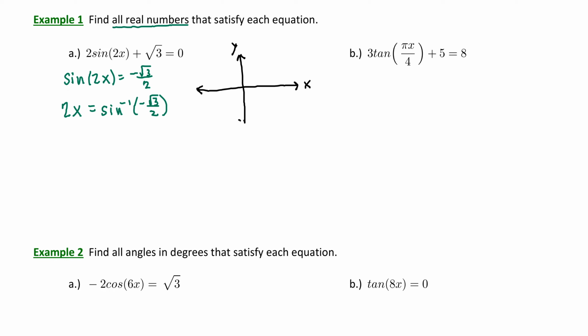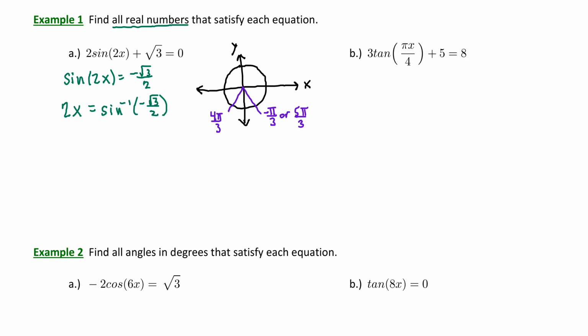Now, remember the range of inverse sine is negative pi over 2 to pi over 2. So if I were to use my calculator to evaluate inverse sine of negative square root of 3 over 2, I'd end up with negative 60 degrees or negative pi over 3 radians. But remember, we're looking for positive solutions. So we can recognize that 5 pi over 3 is a positive angle coterminal with negative pi over 3. Sine is also negative in quadrant 3 at the location 4 pi over 3.